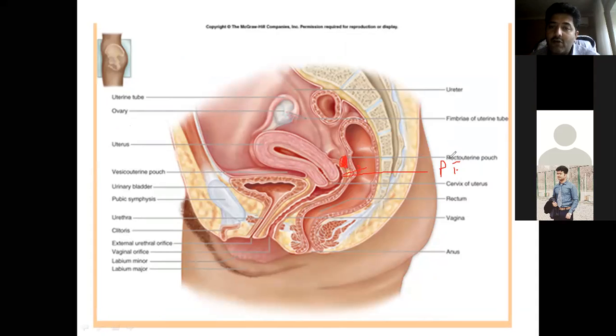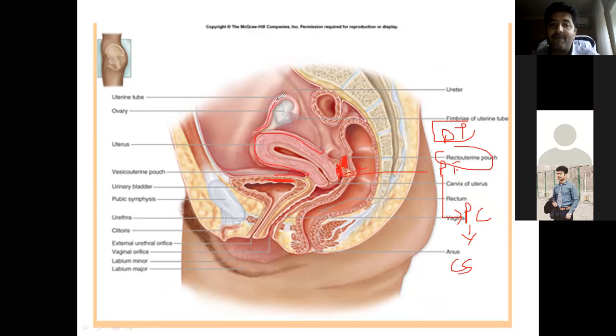This pouch is your rectouterine pouch, also known as Douglas pouch, because you are entering through the posterior fornix of the vagina. That's why it is known as posterior colpotomy procedure also, or culdocentesis process also. Okay, this is the urinary bladder, and this is the layer of peritoneum which is covering it.